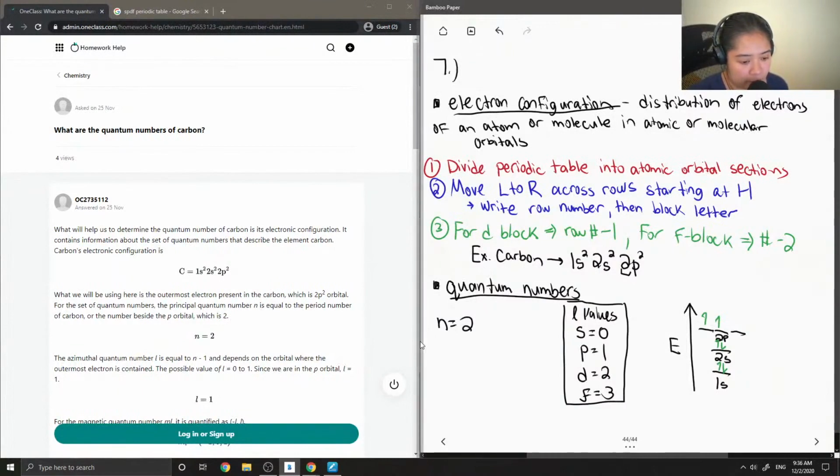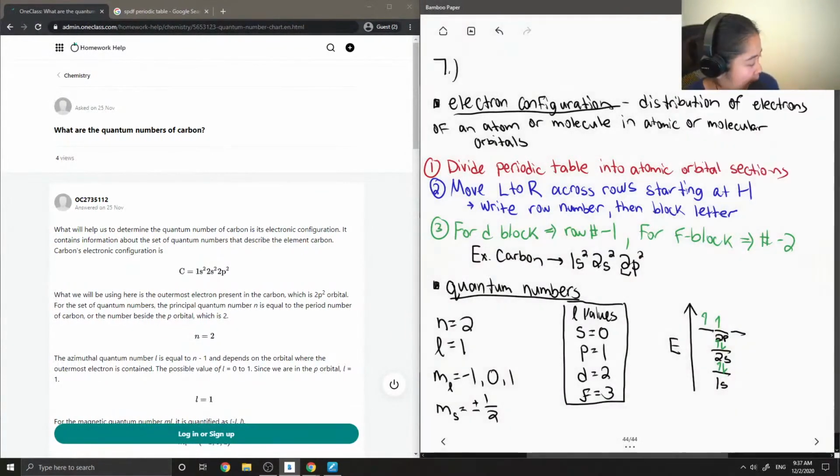Now that we know this, for carbon, its L value is equal to 1. When you have an L value equal to 1, then its ML value ranges from negative 1 to positive 1. And lastly, for the spin, this can be equal to plus or minus half. So for carbon in particular, if we look at the last electron, then its ML value ends at 0, and the electron is spinning up, so it will be positive half.